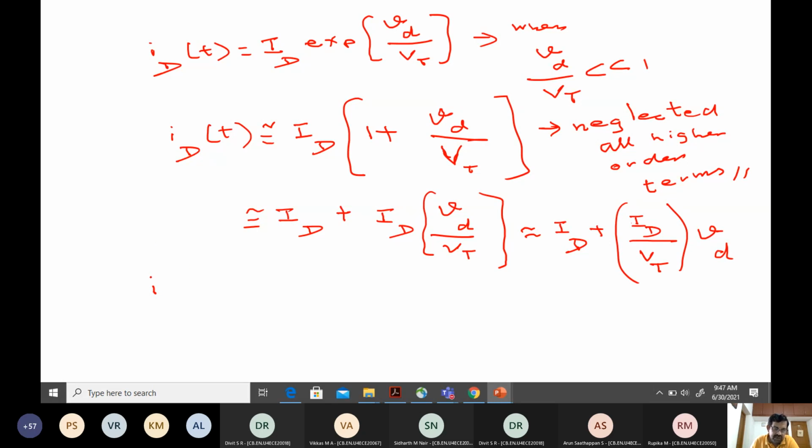Therefore, id of t can be written as Id plus small id of t. Of course, this is a function of time. So we can do that, and this is the result, the small signal current.